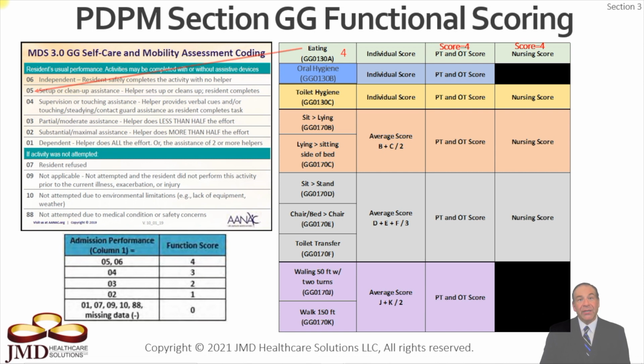That's why you would score it at a setup or cleanup assist, because nursing, you don't have to go to a supervision or a touch assist just because therapy has it for standby assist. This would still be setup because that's what the nursing staff is saying. That's all they have to do. That's once again a 4, and that will do the score for the individual score for that.